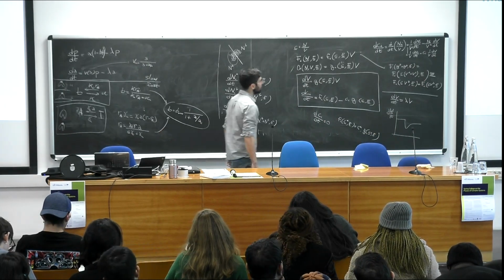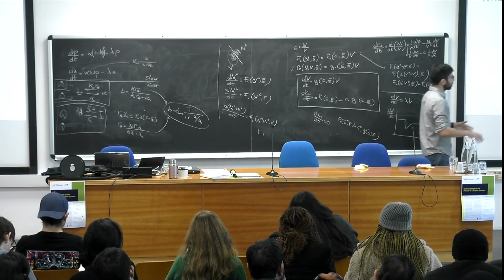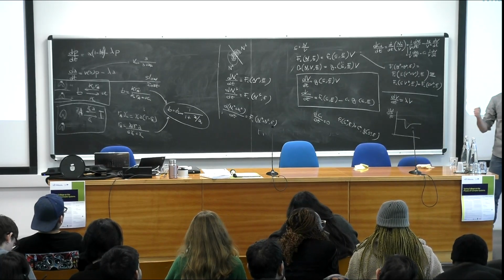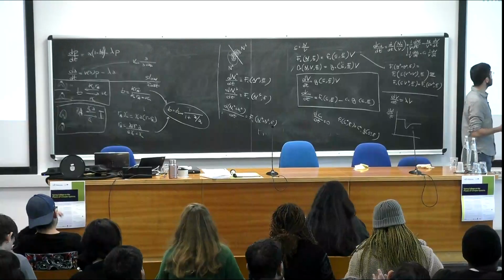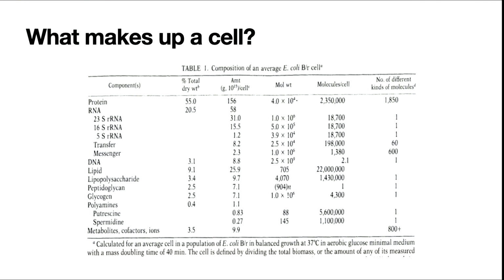So for instance, suppose that I take a cell and I remove water, okay? And they start measuring how much, let's look at the first column, how much of the weight is protein. 55% is protein. How much RNA? 20%. How much DNA? 3%. How much lipids? 9%. And so on. Okay? So you can do that.